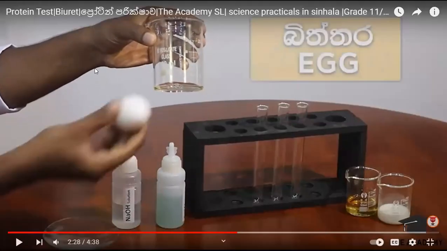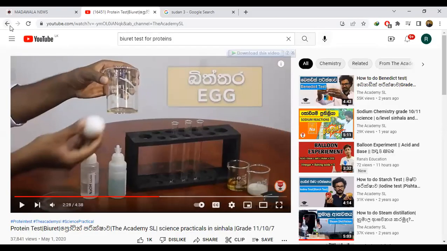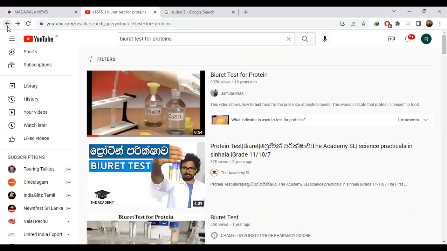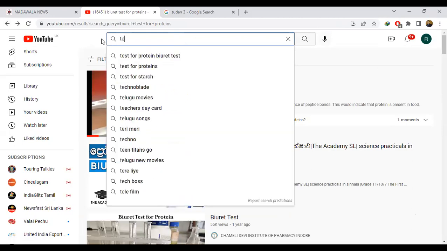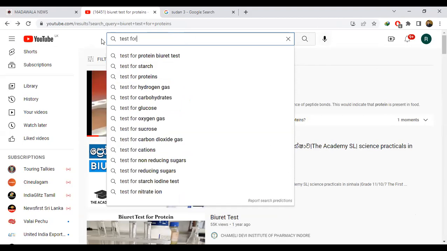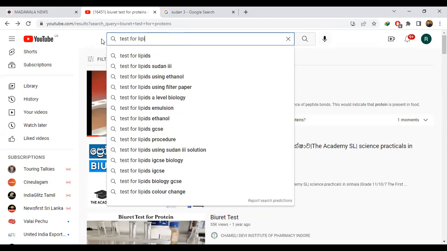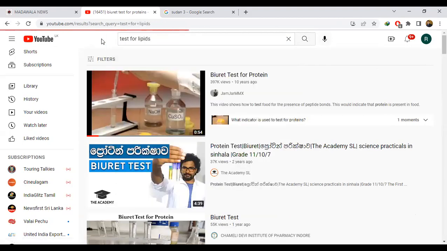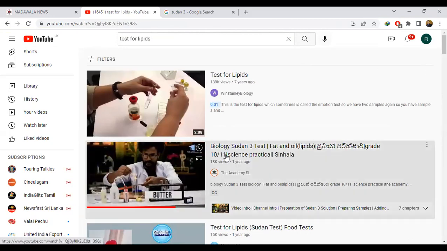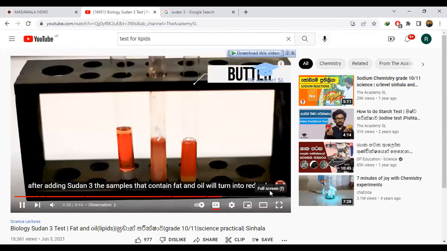What is the color coming? Purple color. And in the previous experiment, there is a test for whom? Test for lipids. Have a look on the rest.